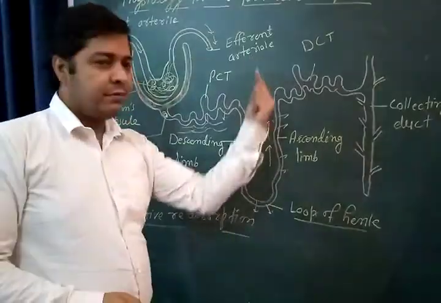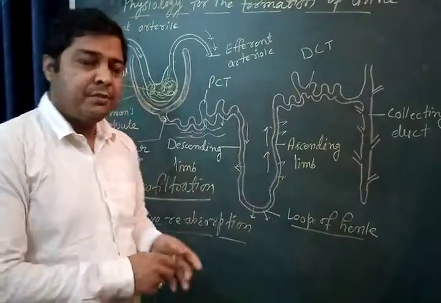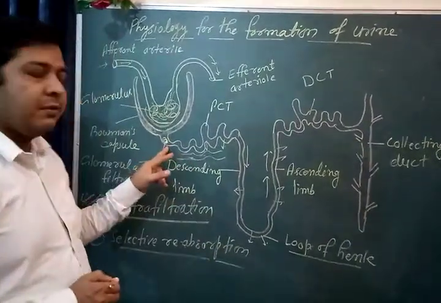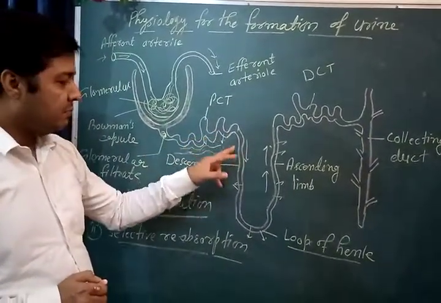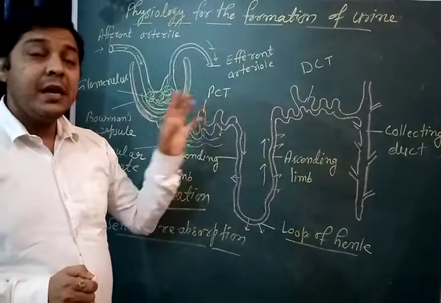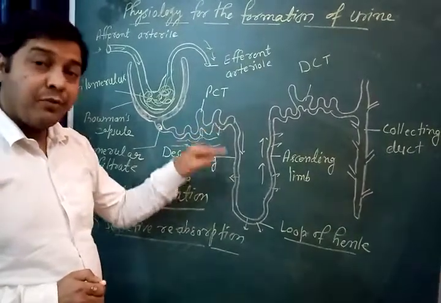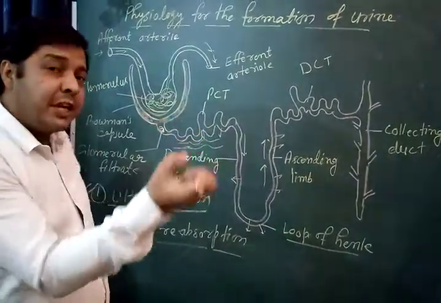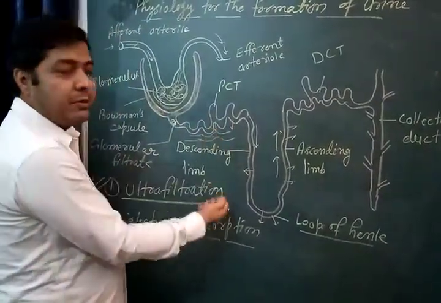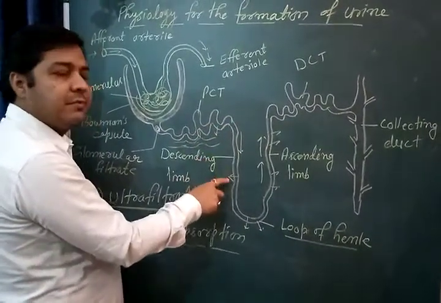It's moving up the ascending limb, where reabsorption takes place. It means the journey of reabsorption starts from here through the PCT, descending limb, loop of Henle, and ascending limb. It means the filtrate is moving. Along with that, the nutrients, the beneficial substances, and even water are reabsorbed. Water is reabsorbed from the filtrate to the blood.